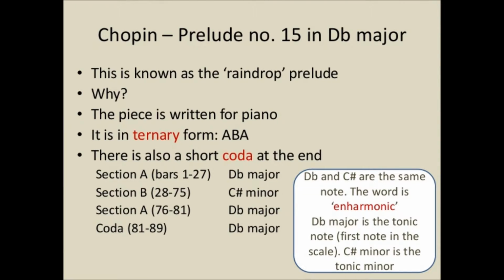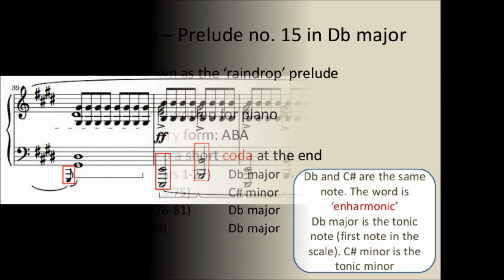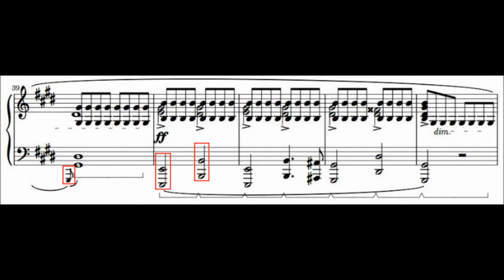Back to the structure of the prelude. It's important to note that even though this is a clear ternary form, the ternary form doesn't really fall into three balanced sections. The B section is much, much longer than the A section, and the A repeat after the B is much, much shorter than the original A section. It becomes interrupted by a short coda of 8 bars at the end of the piece.